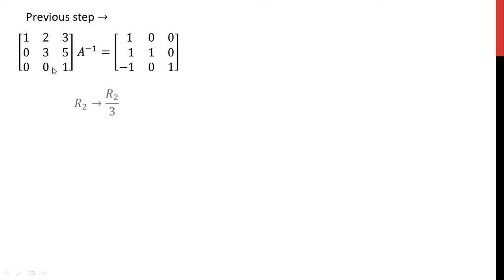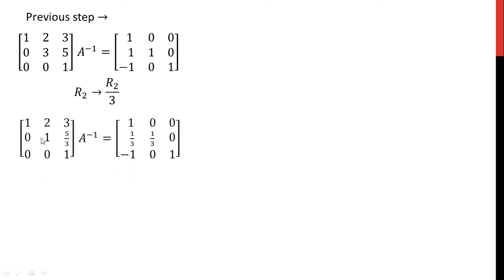So the only step required here is to divide row number 2 by 3. This is the only way to get 1 here. See carefully, in place of 3 we require 1 in the second row, and the only way is to divide row number 2 by 3. If you divide, then what happens? First and third rows as it is, the second row becomes 0, then 1, and it is 5 by 3. Here also it is 1 by 3, 1 by 3, then 0. So we get 1 here.